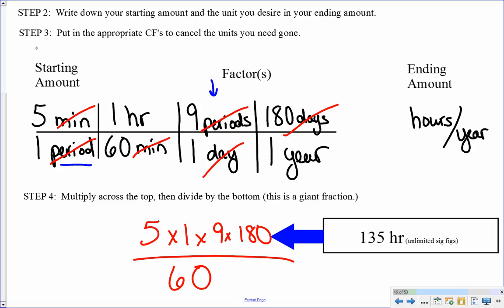You have unlimited sig figs really from your conversion factors. Really should only have 1 sig fig. I kind of lied a little bit here, but for the sake of our calculations, this would be 135 hours per year. With appropriate sig figs, I guess you'd round that down to 100, but I think it sounds better when you're missing a little more. It might make you think about zoning out.